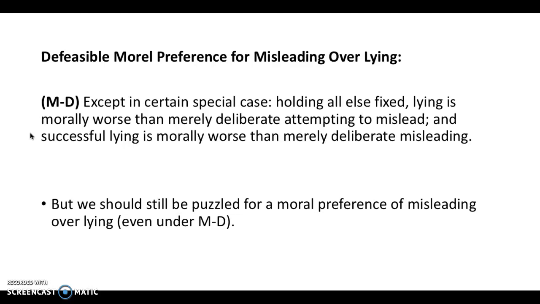Where we make the claim that misleading is always morally preferable to lying defeasible. So we say, except in certain special cases, and then everything else holds. Where these two counterexamples can be considered special cases. They're the exception to the rule, and we could still explain why they are morally worse than lying.